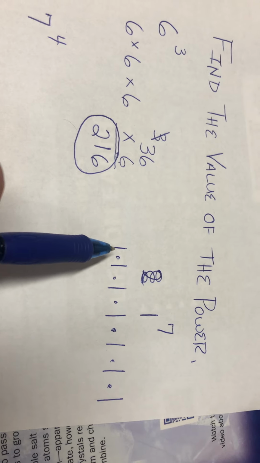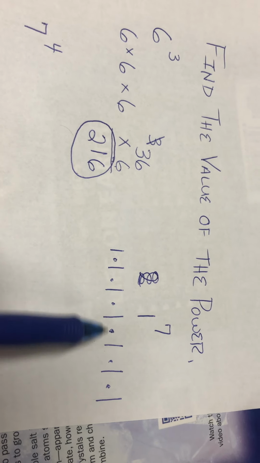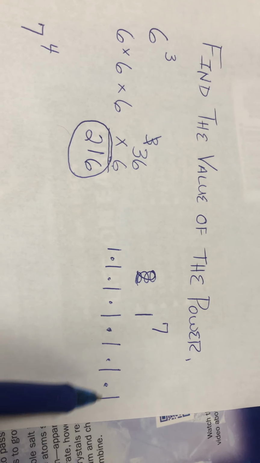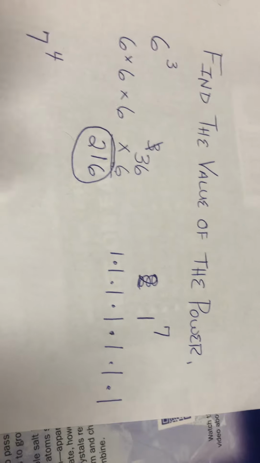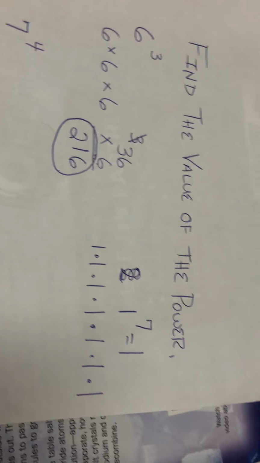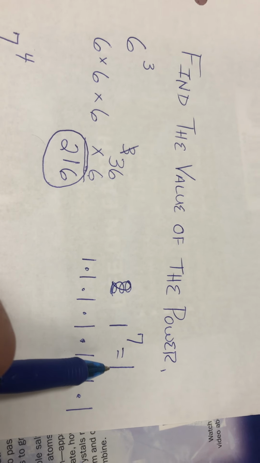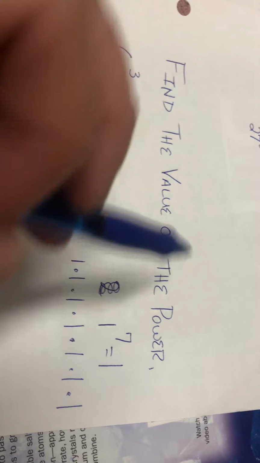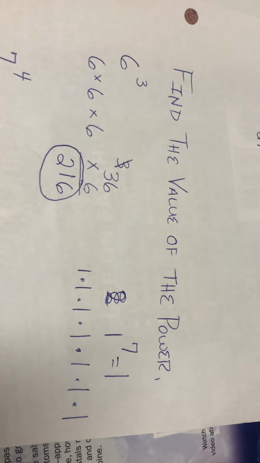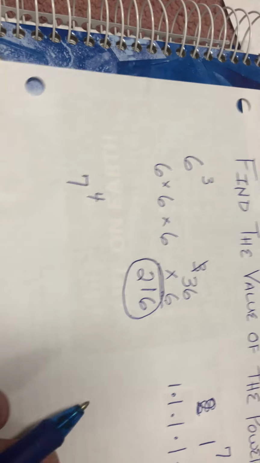Well, sure enough, 1 times 1 is 1, times 1 is 1, times 1 is 1, times 1 is 1, times 1 is still 1, and times 1 is still 1. So 1 to the power of 7 equals 1. Whenever you see 1 to any power, it's just still going to equal 1, because I could take this out 8, 9, 10 times. You're still just doing 1 times 1, and it's always just going to equal 1.